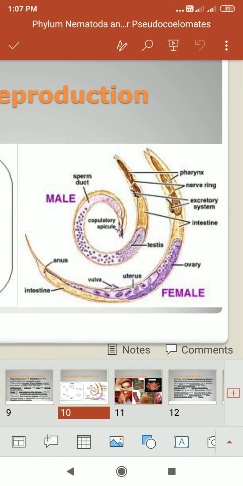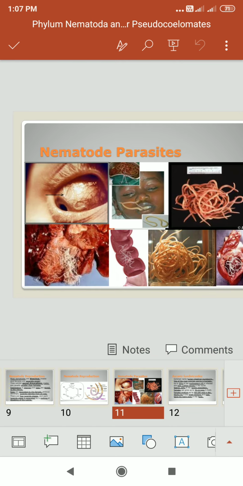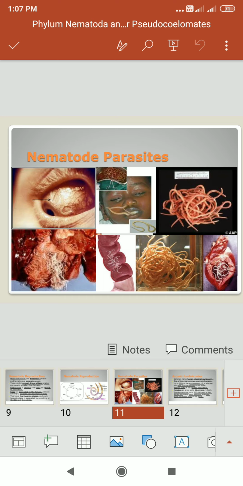The pharynx, nerve ring, excretory system, intestine, ovary, testes, uterus, and sperm duct are found. The nematode parasites can easily enter through any organ of the body.